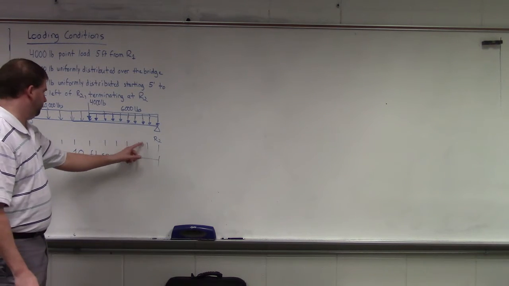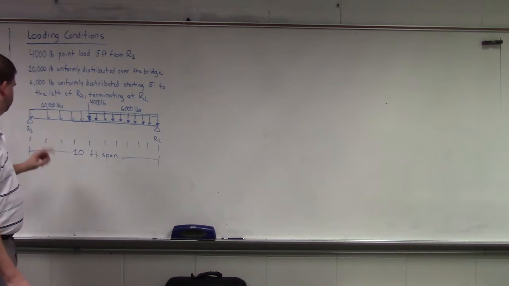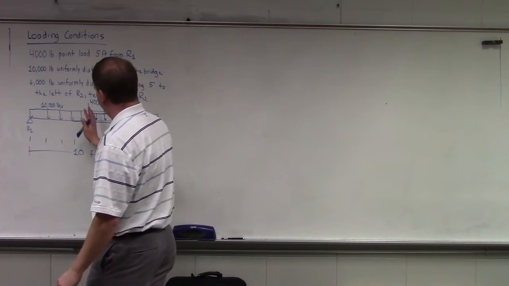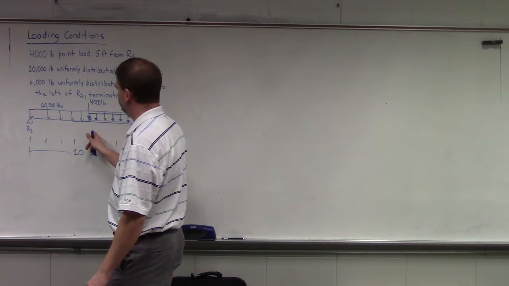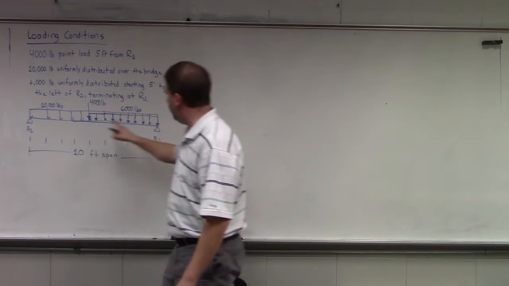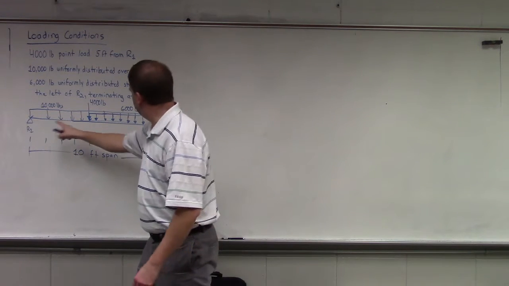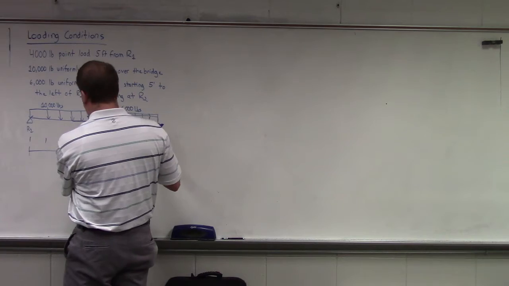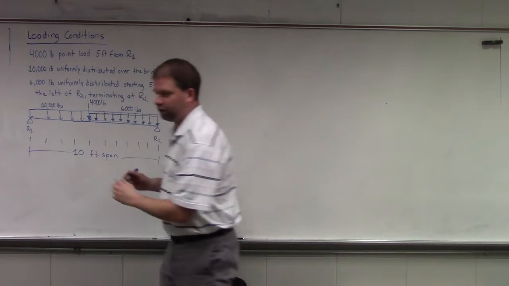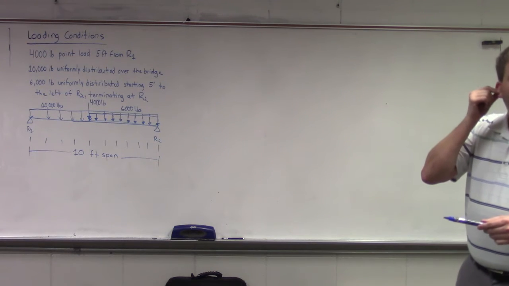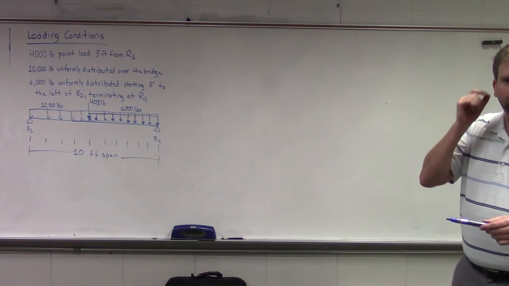You also had 200 overall. So 10 feet, 5 feet, so right in the middle we have a 4,000 pound load. We have 10,000 pounds uniformly distributed over the entire span. And then we have 6,000 pounds uniformly distributed from 5 feet, so from midspan to the reaction at point 2. Everybody on board with that to this point?